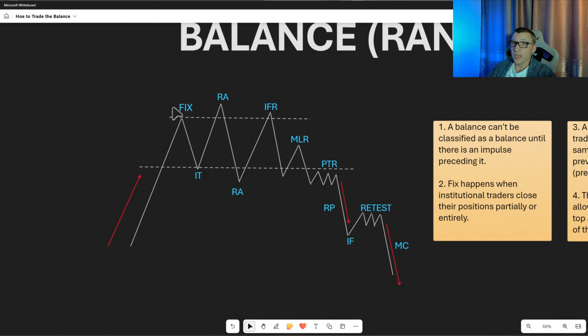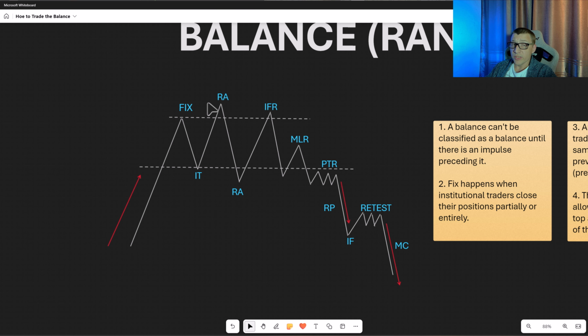The first step of the balance is a fix. What is a fix? A fix forms when institutional traders close their positions partially or entirely. The second step of the balance is an inertial trade. An inertial trade is a trade taken in the same direction as the previous movement. Fix and inertial trade are the first part of any balance.